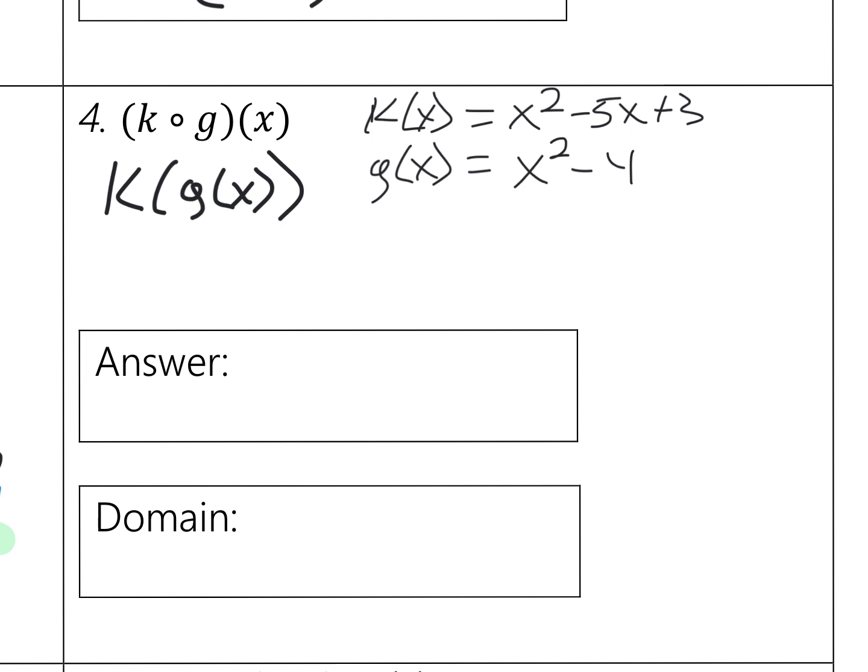So what we're going to do then is we're going to take the x squared minus 4, which is g of x, and plug it into k of x everywhere we see x. So we're going to rewrite it in parentheses. So what we're evaluating here then is k of g of x. So we're going to have x squared minus 4.